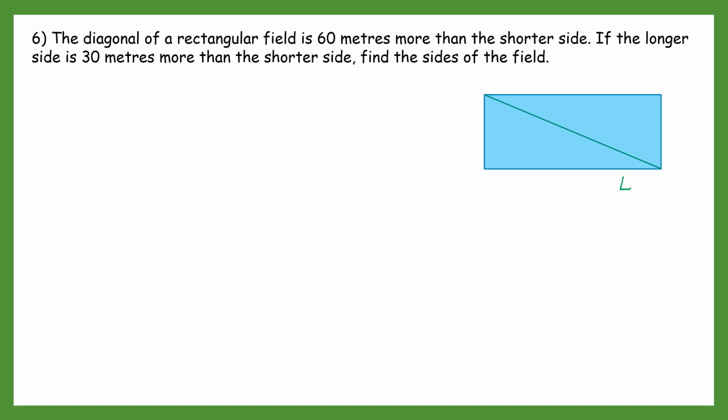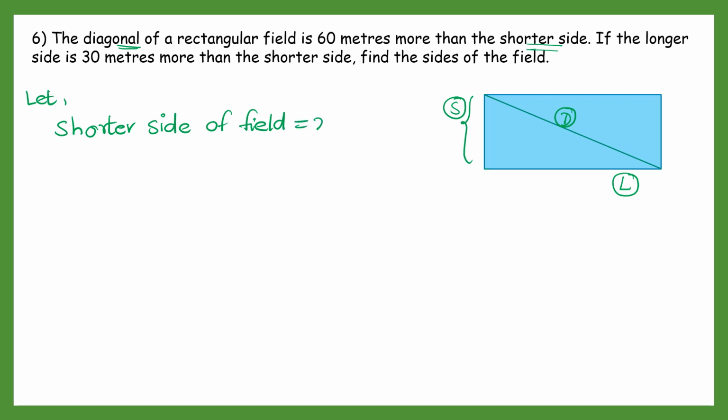This is the longer side of the rectangle. And this is the shorter side of the rectangle. And this will be the diagonal of the rectangle. They are telling diagonal of the rectangular field is 60 meters more than the shorter side. That means diagonal length is depending on the shorter side. So let us assume the shorter side of the rectangular field is x meters. Why are we assuming the shorter side? Because diagonal length is depending on the shorter side.